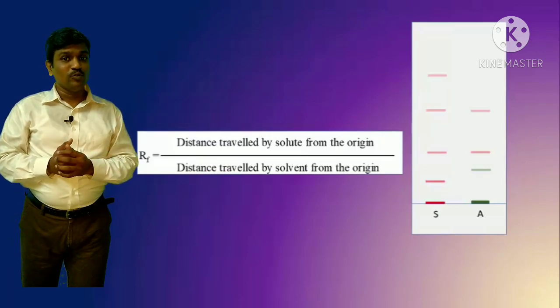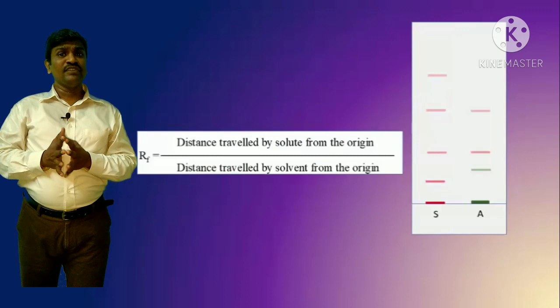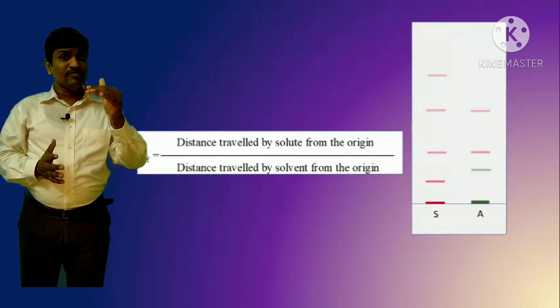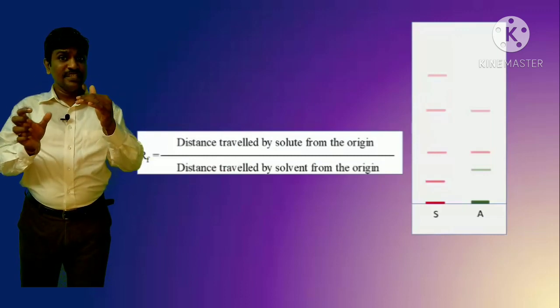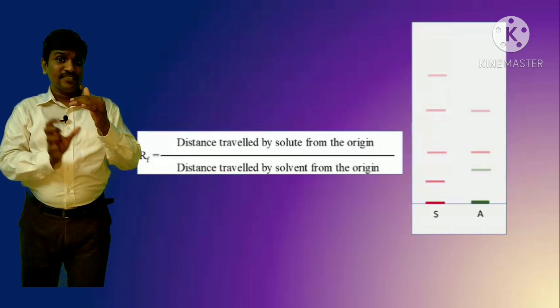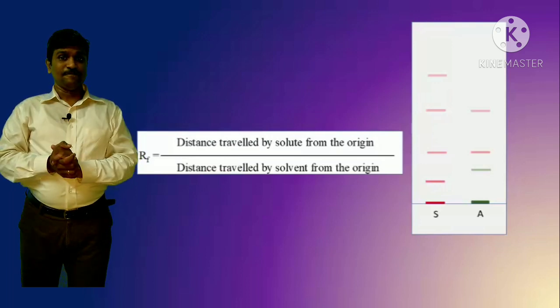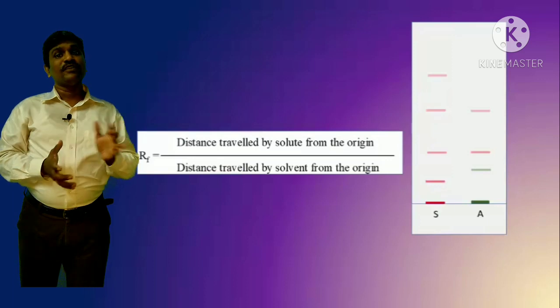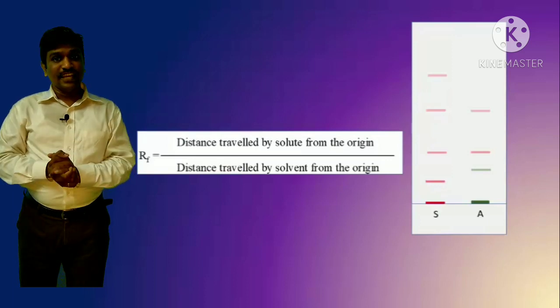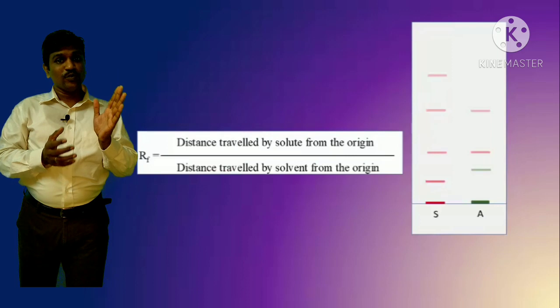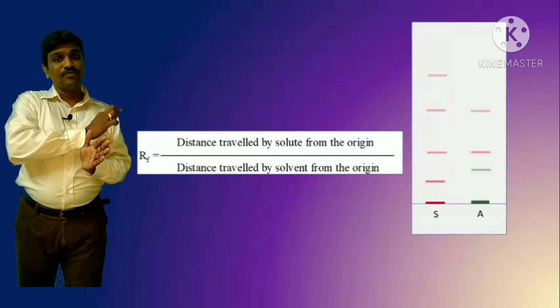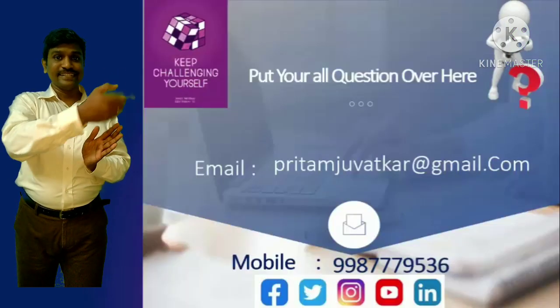Now come to the point. The RF value is the distance traveled by the solute from the baseline divided by the distance traveled by the solvent from the baseline. So that is very important. Likewise you have to perform your TLC, and if your sample shows the constituent, then the same mark will be there in S as well as in A.